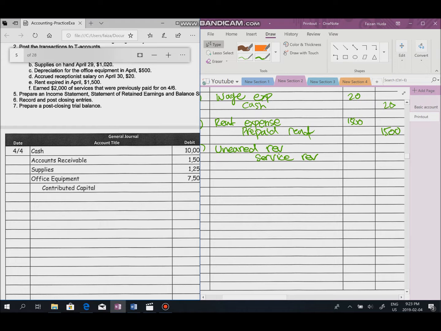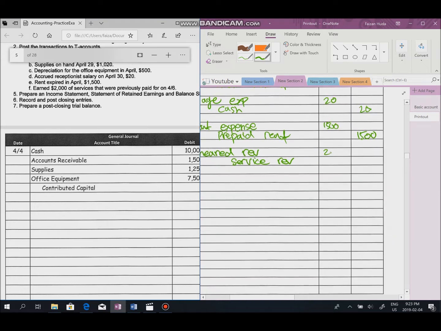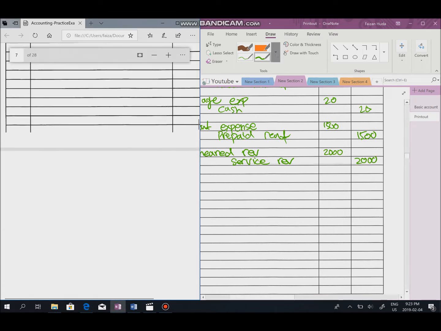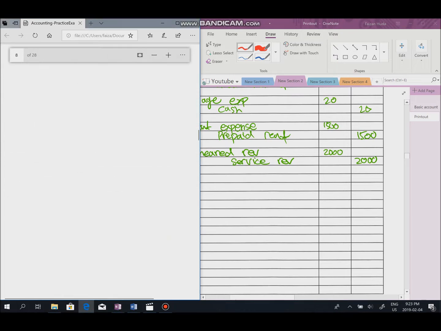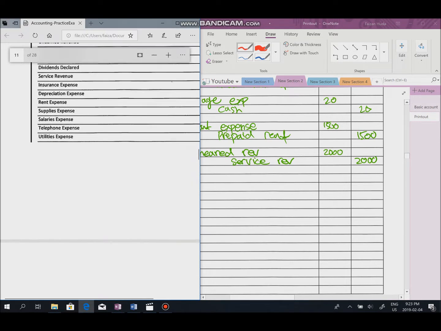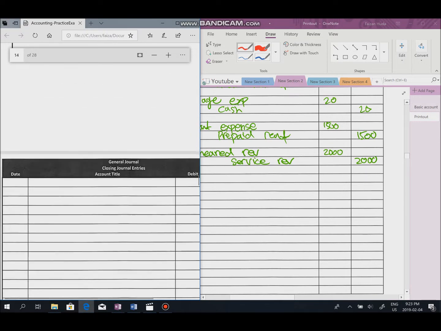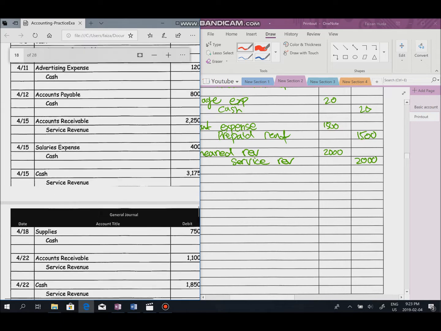It would be 20,000. 1, 2, 3. I mean 2,000, my bad. Now we're going to check our answers. I'm just going to use a red pen to check our answers very quickly. I'm sure 100% everything is right, but still, it's always good to double check your work.